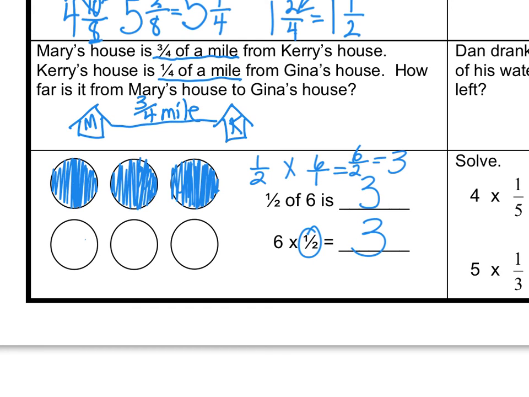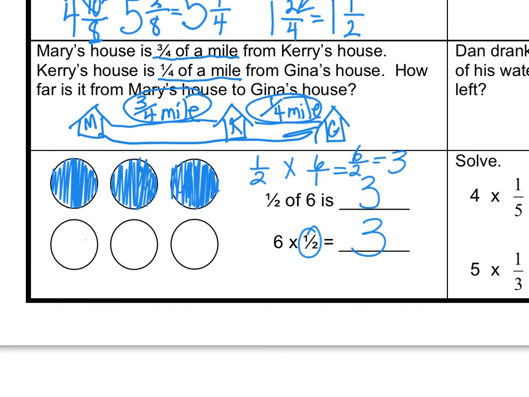And then Carrie's house is 1/4 of a mile from Gina's house. So this is what it actually looks like, okay? How far is it from Mary's house all the way to Gina's house? We need to add these two. So 3/4 plus 1/4. 3/4 plus 1/4 is 4/4, and that is the same as 1 whole, and 1 whole mile is the final answer.